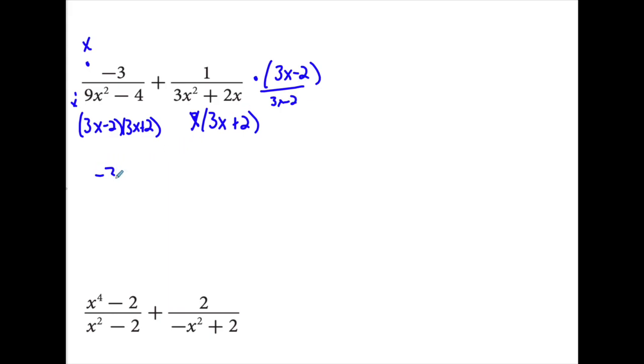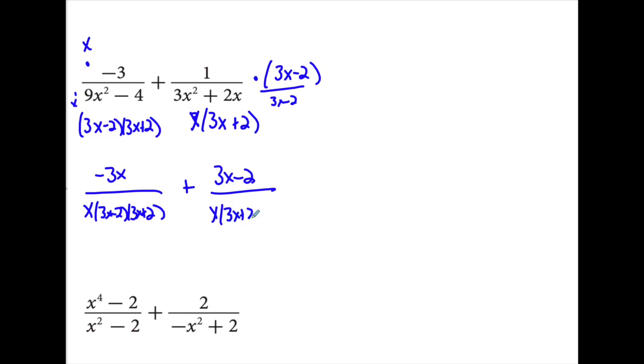Okay, so I've got minus 3x over x times 3x minus 2 times 3x plus 2, plus 3x minus 2, because you're just multiplying by 1, over x times 3x plus 2 times 3x minus 2. So now the denominators are exactly the same, so we add across the top. Negative 3x plus 3x is 0, so all I'm left with is negative 2 over x times 3x plus 2 times 3x minus 2.